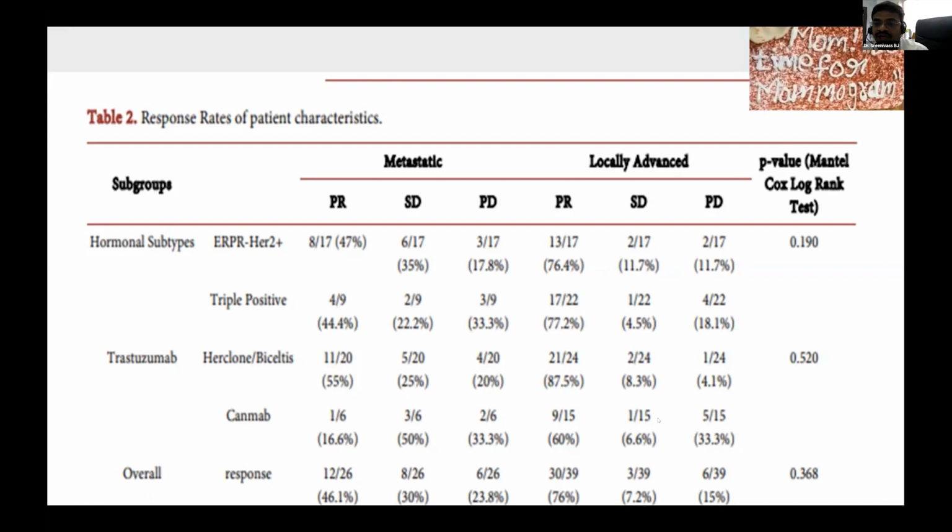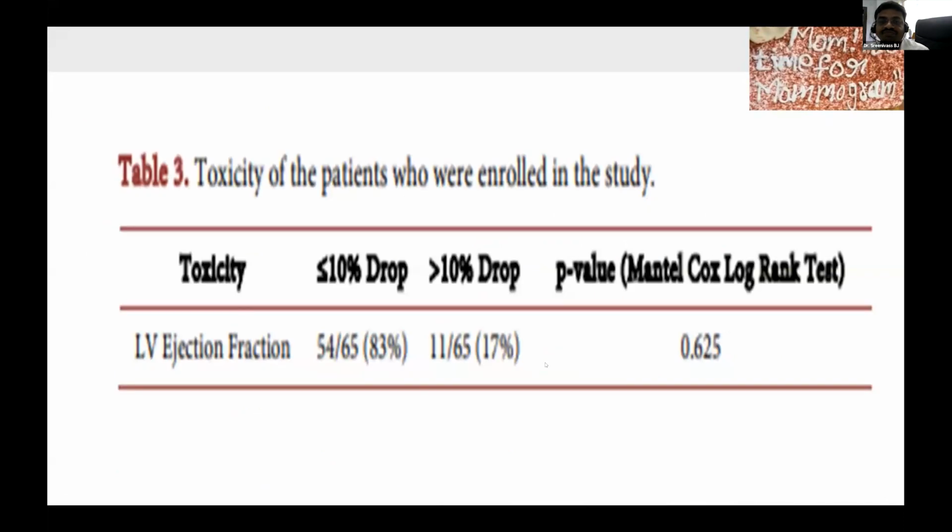But we tried to make a comparison here of whether the biosimilar or the virgin generics are better, but because of the numbers we are not able to do that exercise. Toxicity wise, the LV ejection fraction drop was less than 10%, so the toxicity was very minimal. A drop of less than 10% was seen in 83% of the patients, and a drop of more than 10% was seen in around 17% of the patients. Around 11 patients had a more than 10% drop, and most of these patients recovered after stopping therapy for 1 month, and then we were able to restart the therapy.